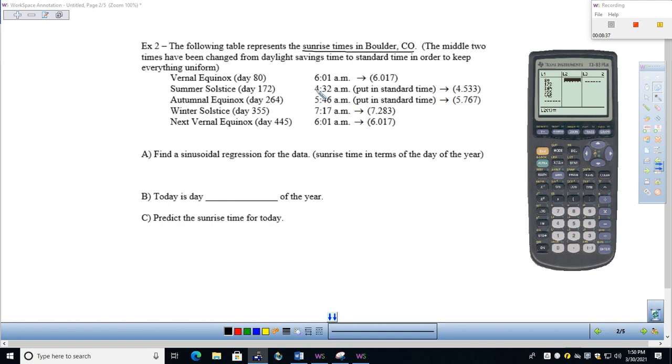So officially, on the summer solstice, the actual sunrise time is 5:32, but if we put it back in standard time, that would be 4:32. So just wanted you to be aware of that piece.